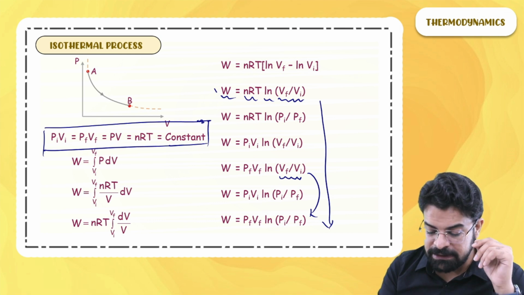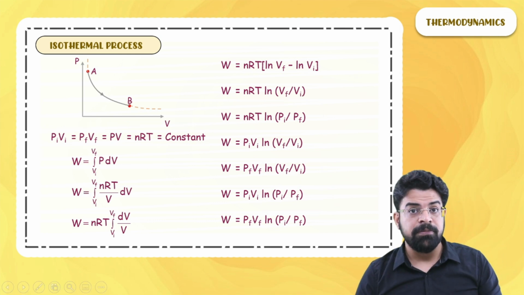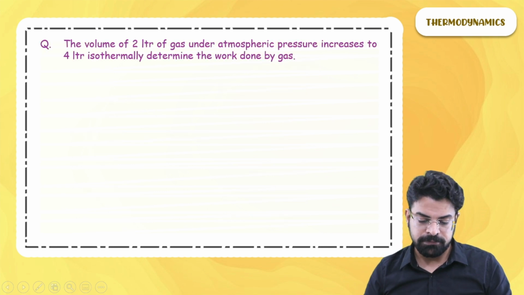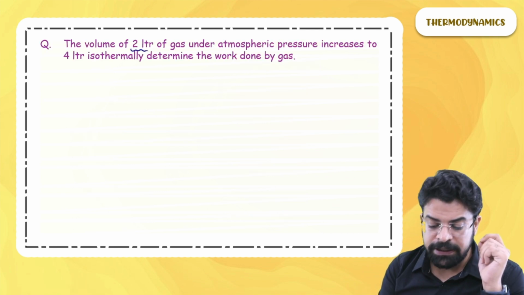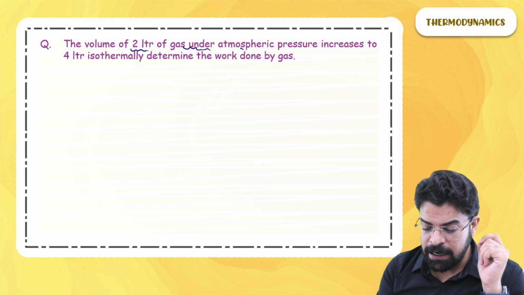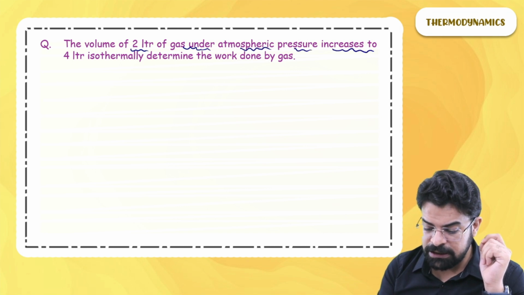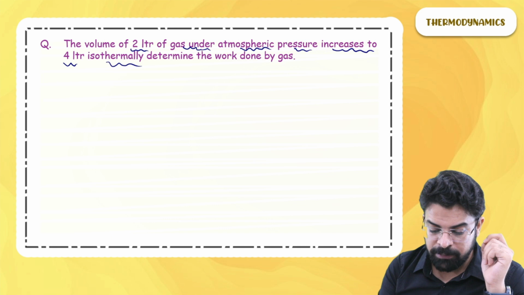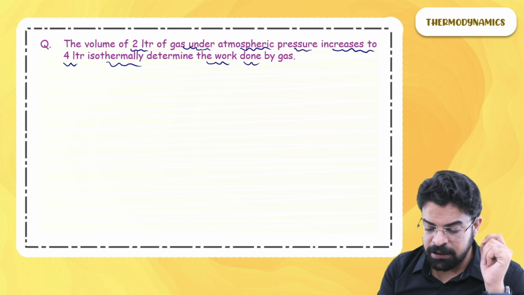To understand this work, let's practice a question before we move on, about an isothermal process. The volume of 2 liter of gas under atmospheric pressure increases to 4 liter isothermally. Determine the work done by the gas.